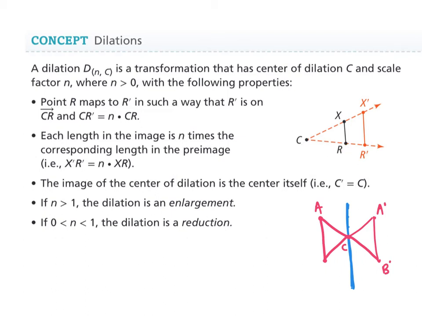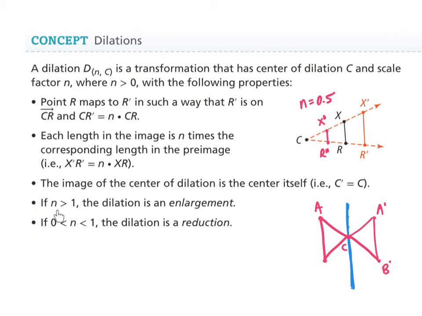Let's go ahead and plot a point, maybe R double prime. And the new location of X would be about half as far away from C, the center of dilation, as where it started. So the image of a dilation by a scale factor of 0.5 for this pre-image would look about like this. Each of these is half as far away from C as where it started. Again, that's if my scale factor is equal to 0.5. The length of X double prime R double prime would be half of this length here.